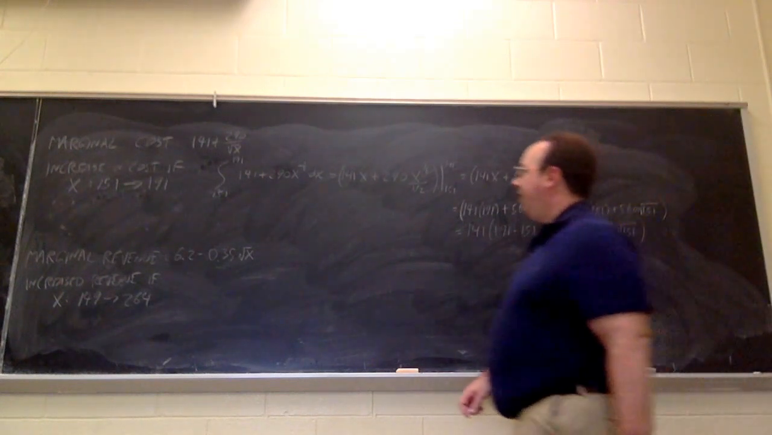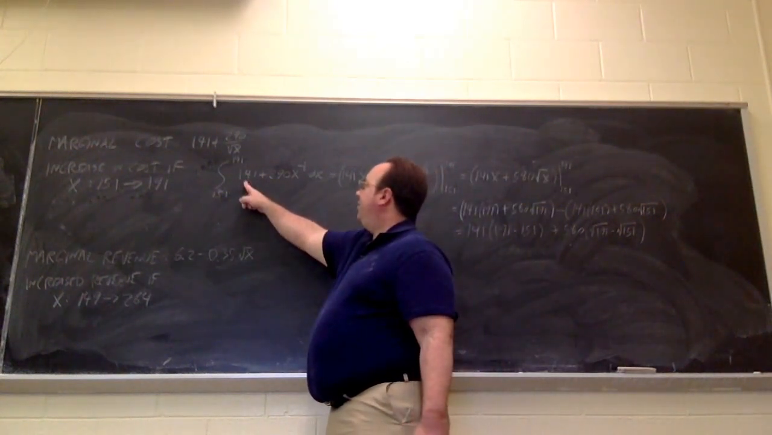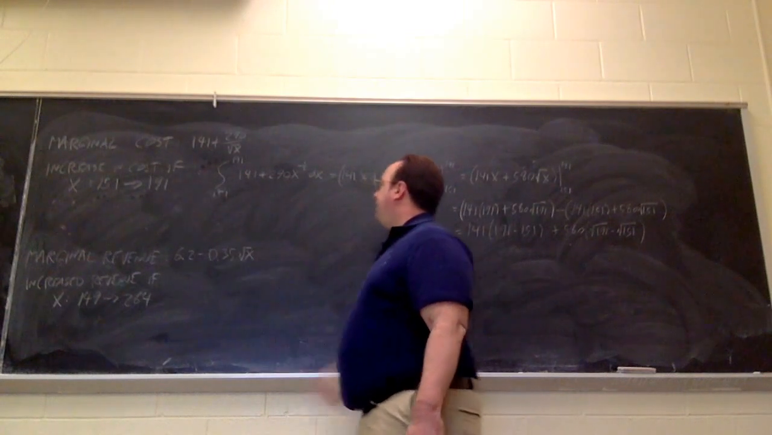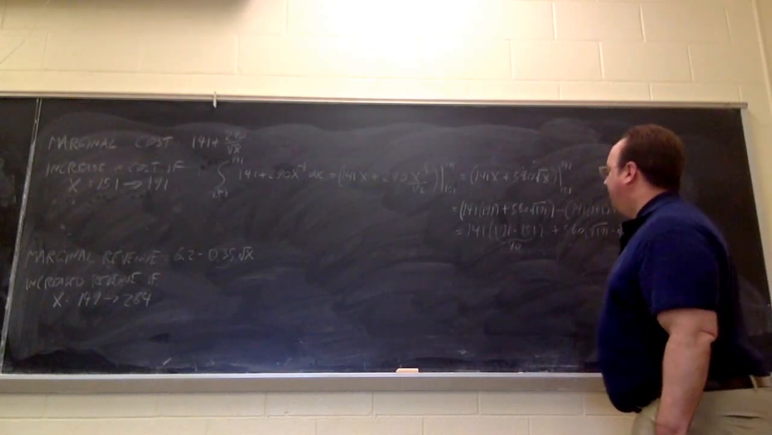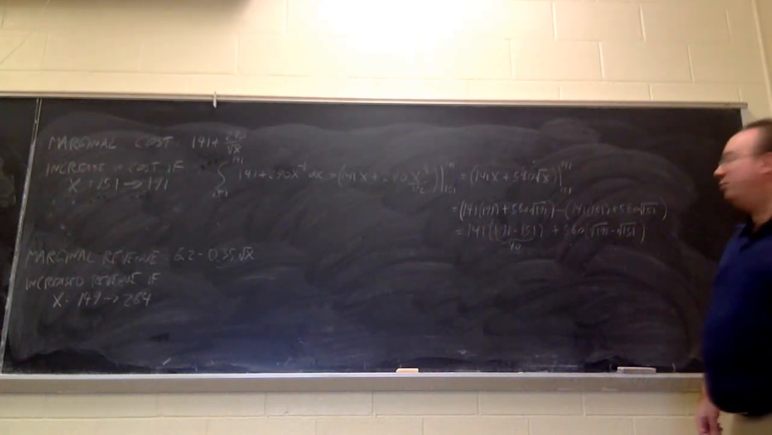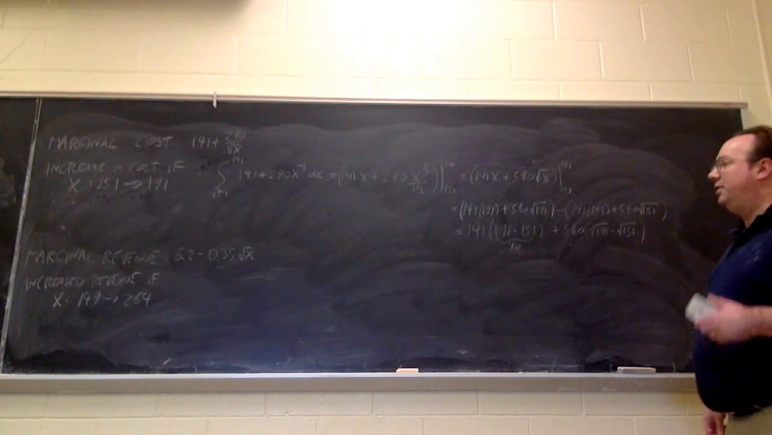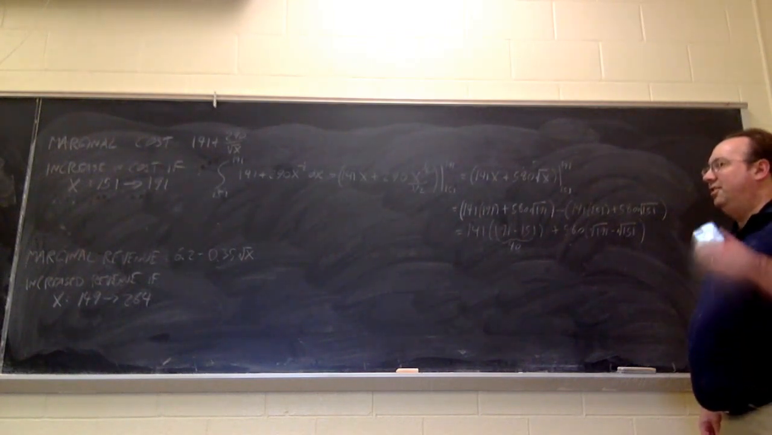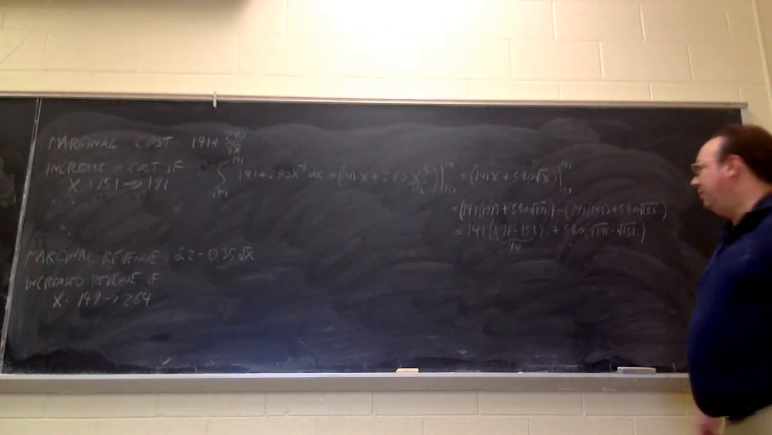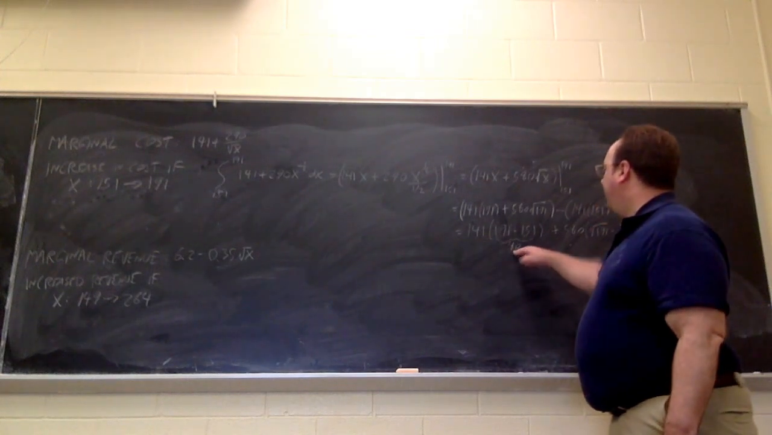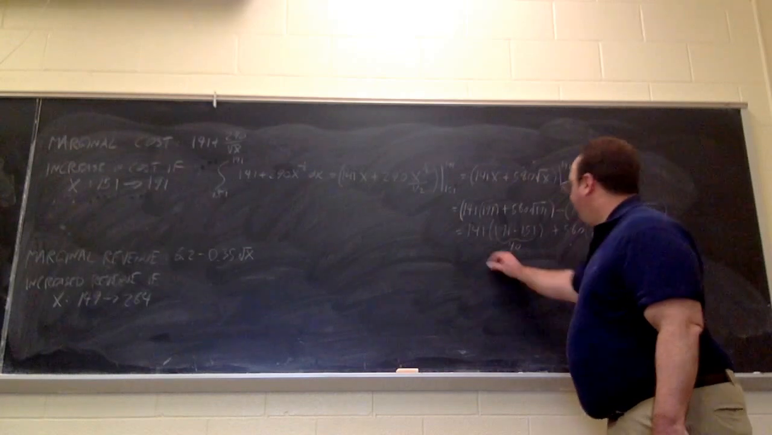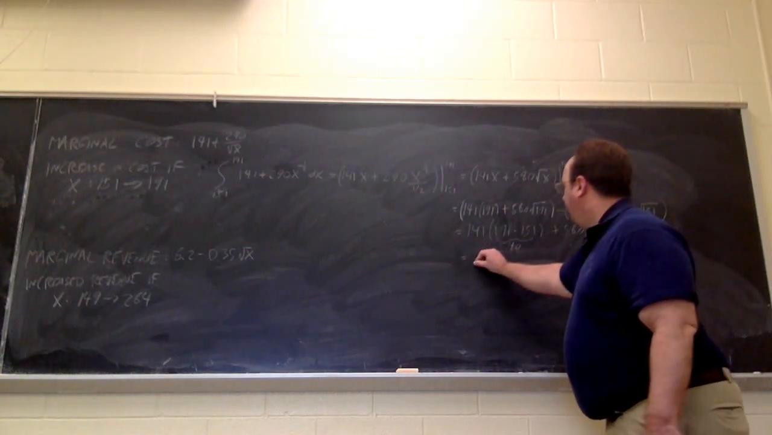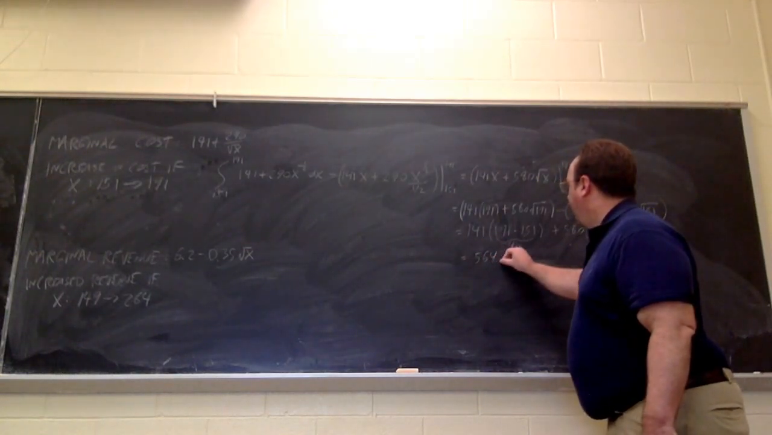It's worth mentioning that the definite integral of a constant is always that constant times the difference in the limits, which is what we see here. So this part could have been done that way much more rapidly. That's something to keep in mind. The definite integral of a constant is that constant times the difference of the limits. So here we have 141 times 40. So we end up with 5,640.